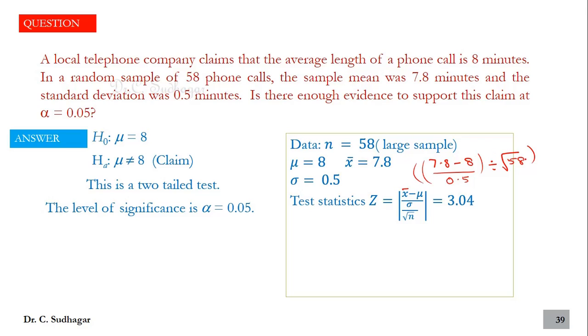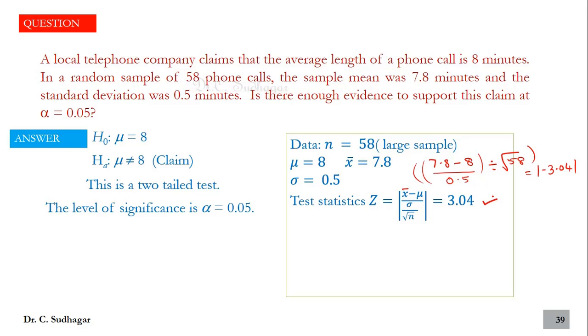When you do this calculation, you will get minus 3.04, because the x bar value is smaller and the mu value is bigger. But when you take the magnitude of this value, we write only positive 3.04. In all the questions you take the magnitude only. So 3.04 is the test statistic value. So we have calculated one part.